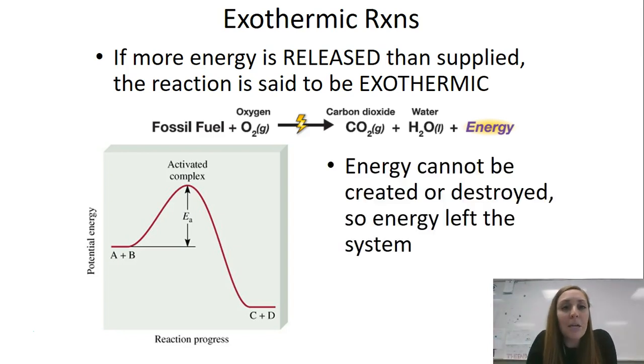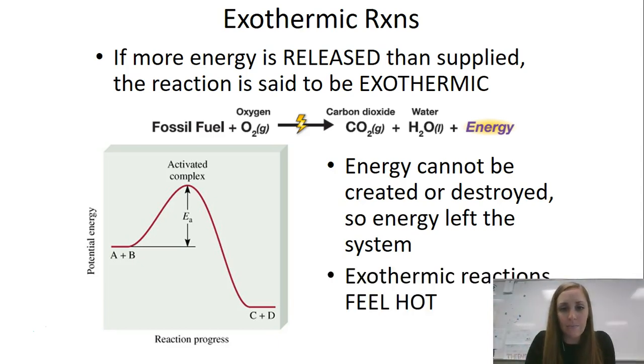Energy cannot be created or destroyed, so energy has to leave the system. If you have more energy in your reactants than you have in your products, meaning in the end you have less energy, that energy had to go somewhere. It exited the system: exothermic. So exothermic reactions feel hot because they are releasing energy and then you absorb it.